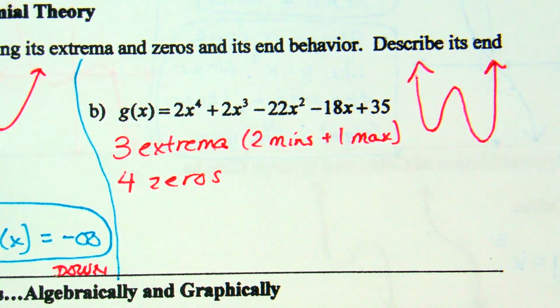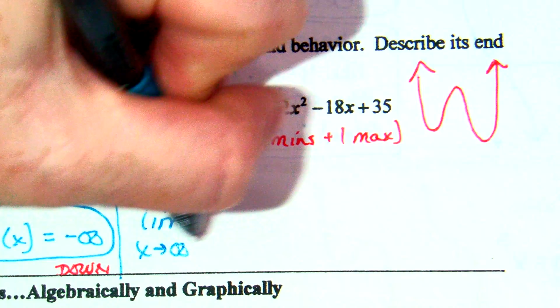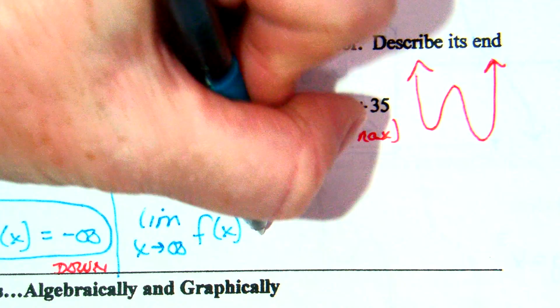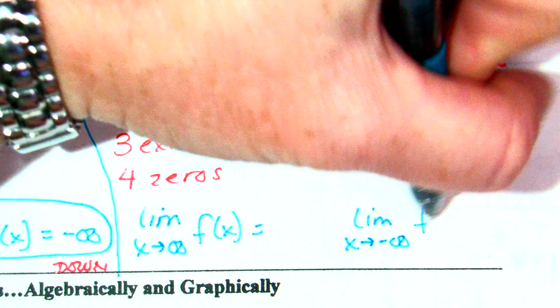Okay. Can you write your limit notation to begin with? I don't care which one you do first. I'm just going to go in the same order. The limit of f of x as x approaches infinity, we're going to write what that equals. And the limit of f of x as x approaches negative infinity.